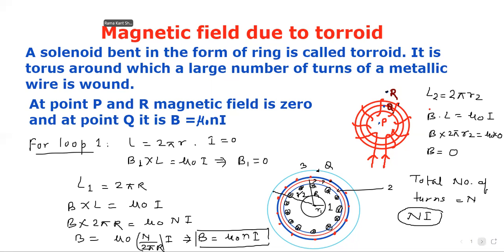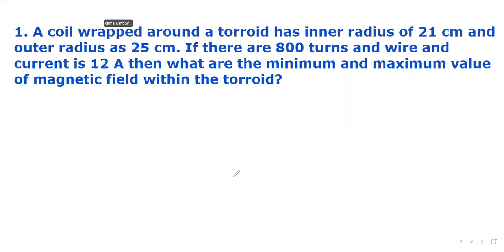Now let's take some questions. Question number 1. A coil wrapped around a toroid has an inner radius of 21 centimeter and an outer radius of 25 centimeter.